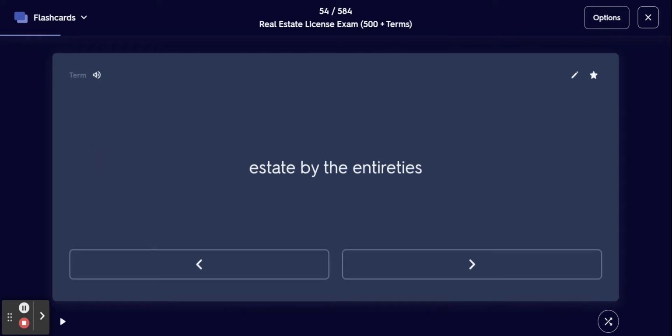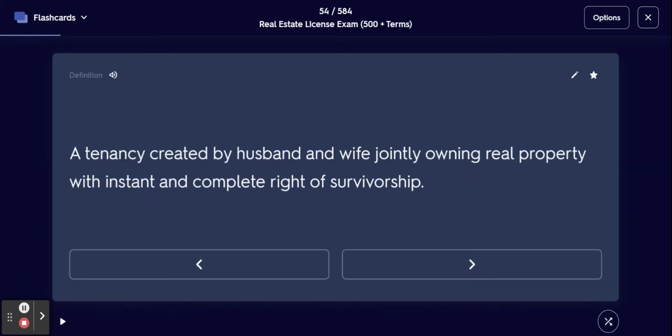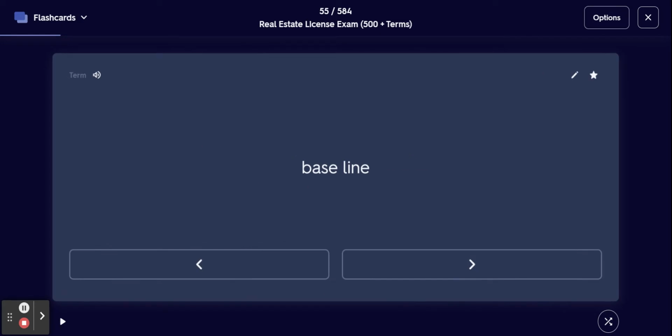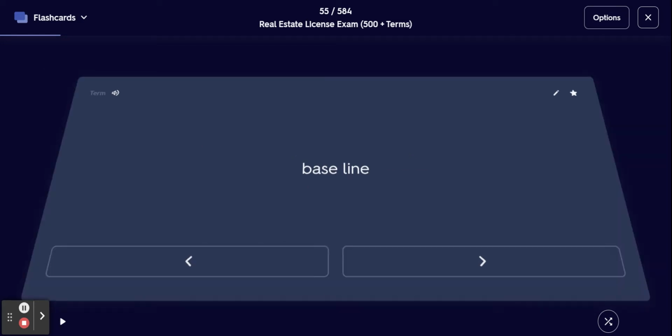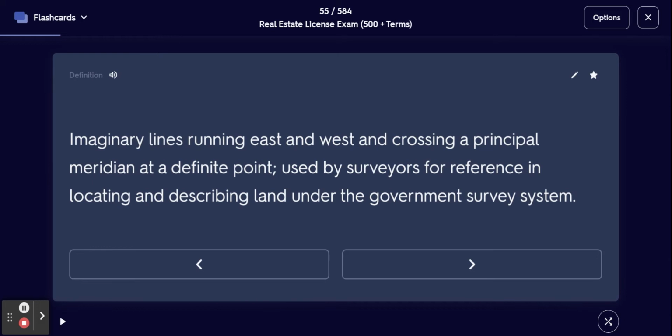Estate by the entireties. A tenancy created by husband and wife jointly owning real property with instant and complete right of survivorship. Baseline. Imaginary lines running east and west and crossing a principal meridian at a definite point, used by surveyors for reference in locating and describing land under the government survey system.